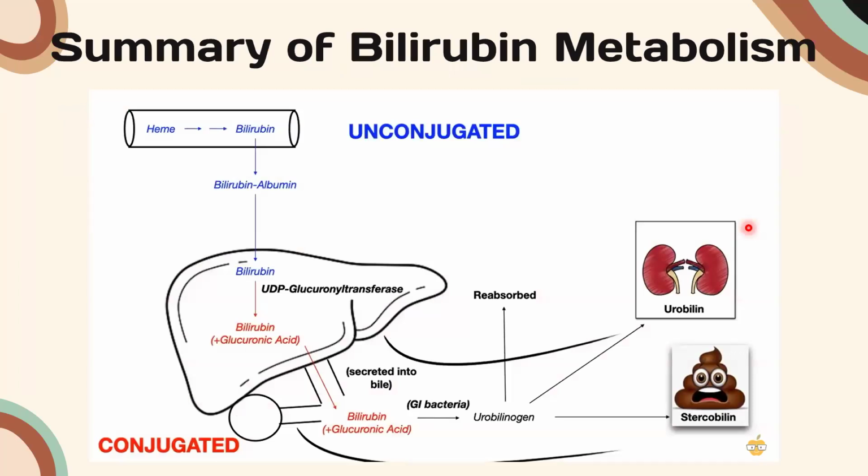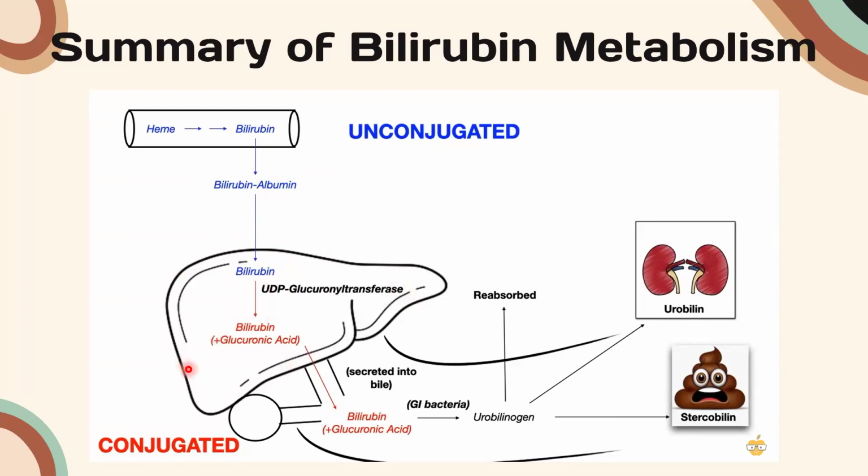So, a summary of everything that we've talked about so far. There is heme, present in the hemoglobin in the red blood cells. That is taken by the macrophages and converted into bilirubin, specifically unconjugated bilirubin. It's bound to albumin because we talked about how this is hydrophobic. And then it goes to the liver. Once it reaches the liver, it becomes conjugated, and this is done by the enzyme UDP glucuronyl transferase, which is a really important enzyme.